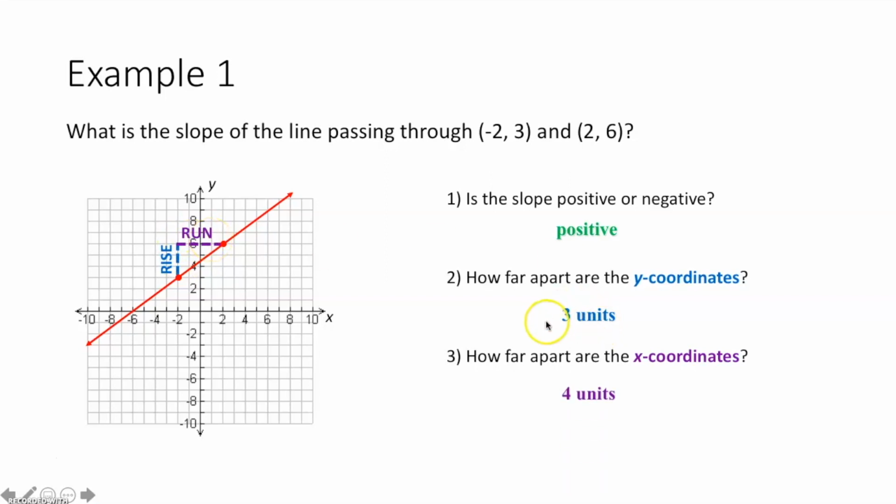So we have 3 units as the distance between the y coordinates and 4 units as the distance between the x coordinates. Now, how do I figure out slope again? Remember, slope is equal to rise over run. So I'm going to put 3 in my numerator, 4 in my denominator, and since it's positive, it's going to be positive 3/4. And you're done. That's how you figure out slope.